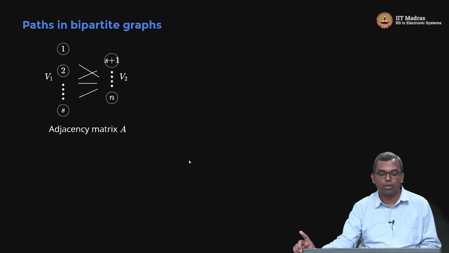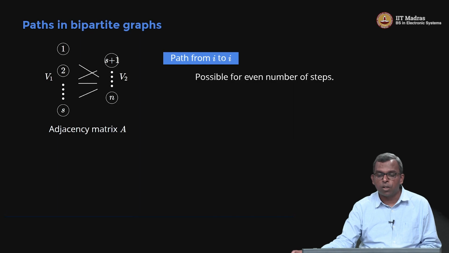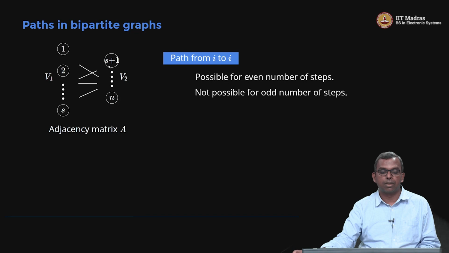So what is nice about bipartite graphs? First thing is about paths. There's something very curious about paths in a bipartite graph. If you look at a path from i to i, it's possible for an even number of steps, but it is not possible for an odd number of steps. If you start at i, you cannot come back to i in an odd number of steps. Why is that? Because in an odd number of steps, you will be in V2. If you start in V1, in an odd number of steps, you will always be in V2. You would have gone to the other side.